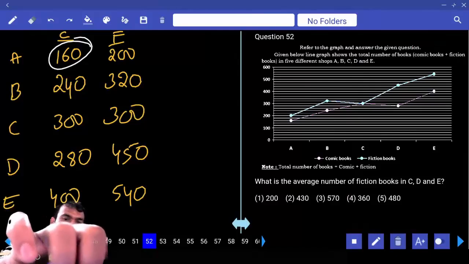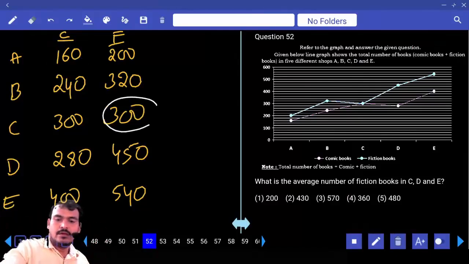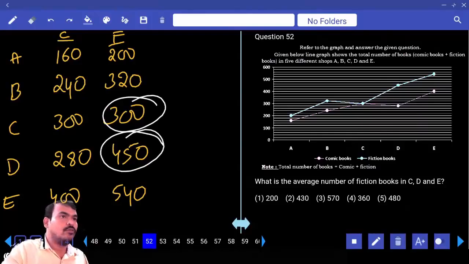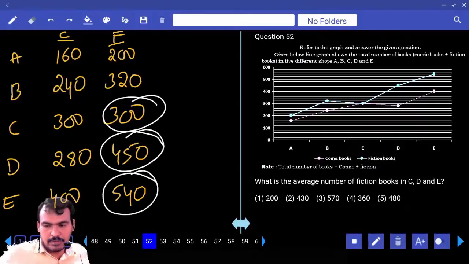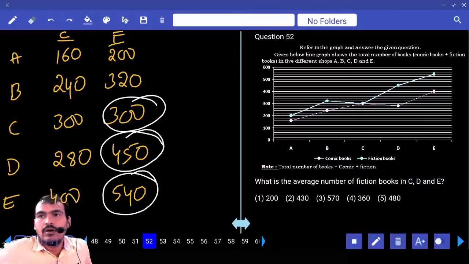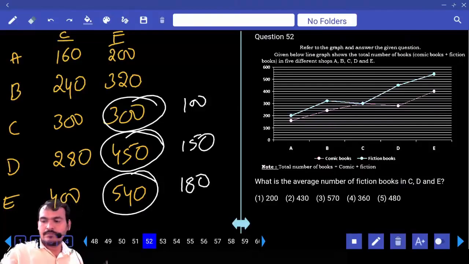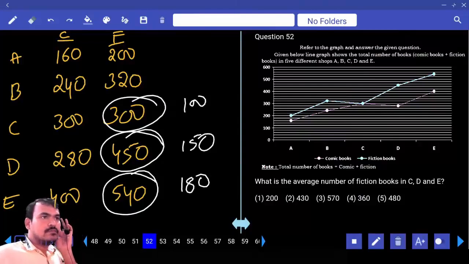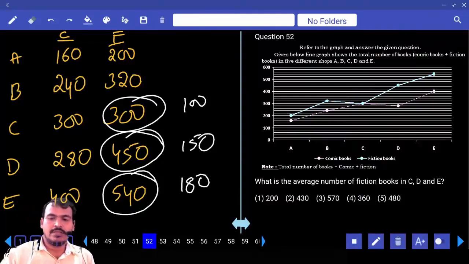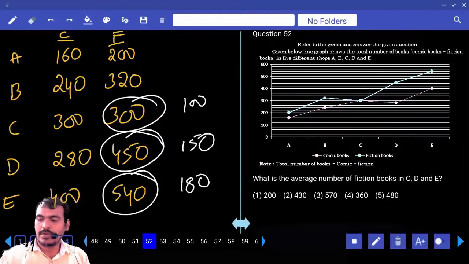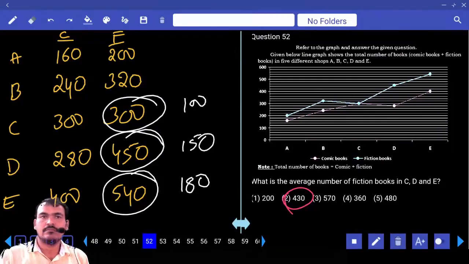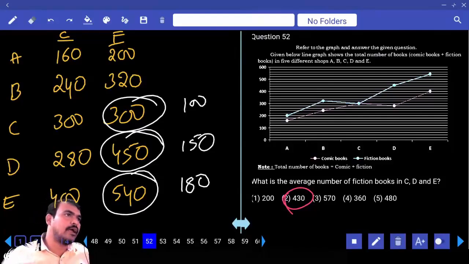Next 52. What is the average number of fiction books in C, D, E? C fiction value 300. D fiction value 450. E fiction value 540. Taking each divided by 3: 300 by 3 means 100, 450 by 3 means 150, 540 by 3 means 180. Adding the individual averages: 180 plus 150, 330 plus 100, 430.